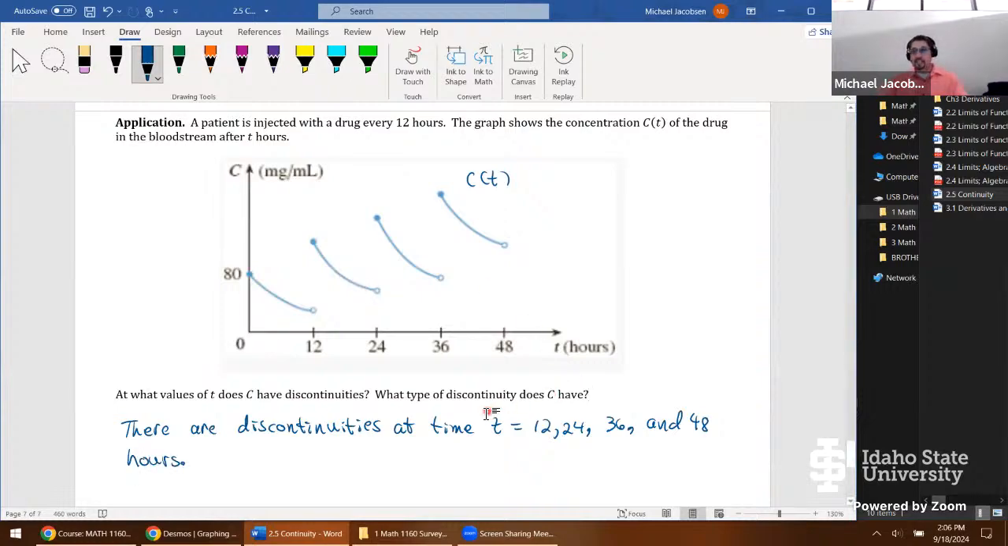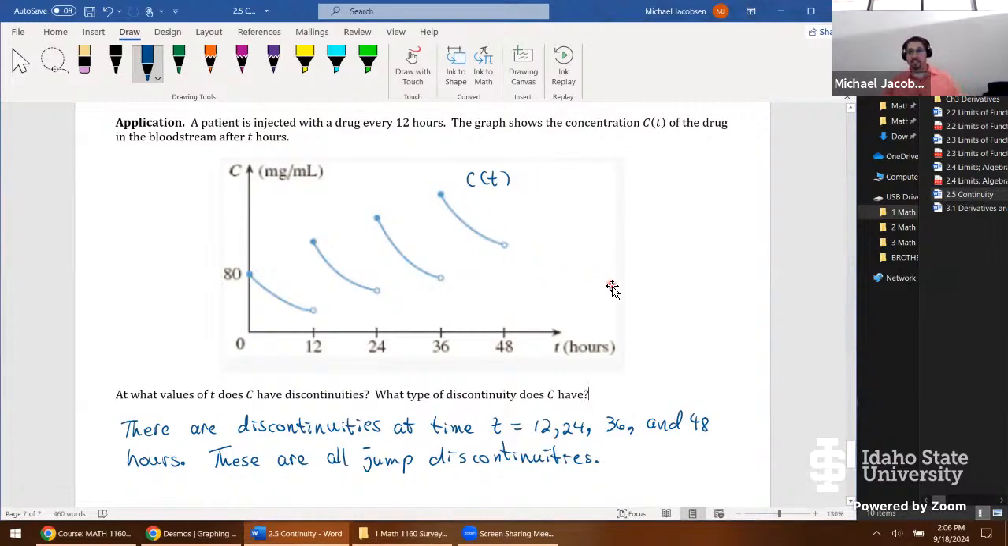Then the follow-up question is asking, what type of discontinuities are these? Any volunteers for the type of discontinuity? Exactly. They're all jump discontinuities. Let's put here: these are all jump discontinuities. And well, that kind of ends the problem.